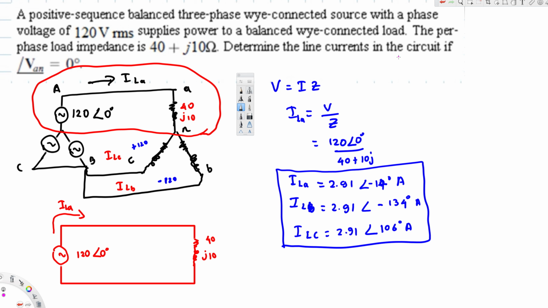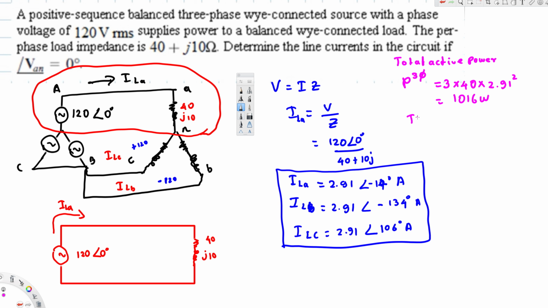First, let's find the total active power in three phase. Let's call this P three-phase. Since it is three phase, we multiply by 3, then take the real part of the impedance, that is 40, and multiply by the amplitude of the current, 2.91, squared. This is going to give us the active power, and if you calculate, you get 1016 watts.